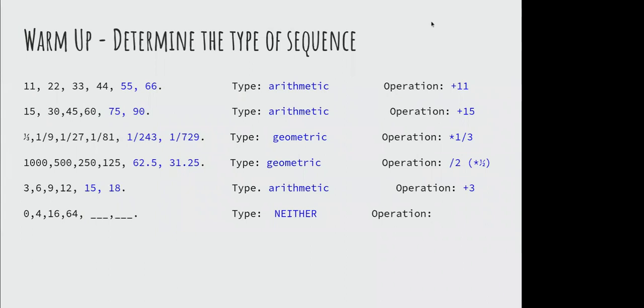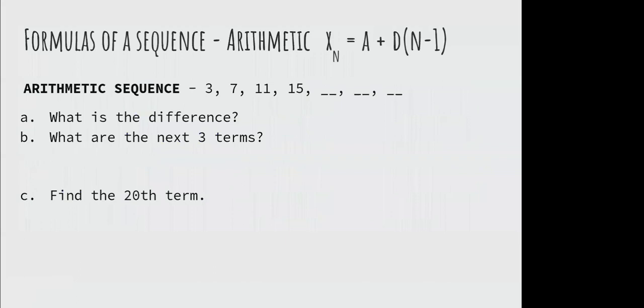Again, that last one was neither, because we started out adding 4, but then we switched and went to multiplying by 4. So that could be neither. But all of the others, I agree. So that's a good thing. I'm glad it's coming along.